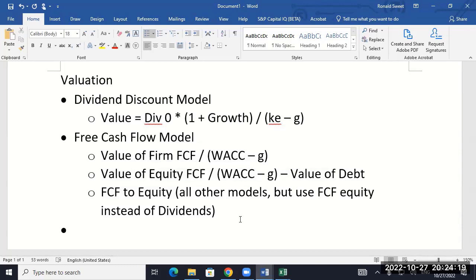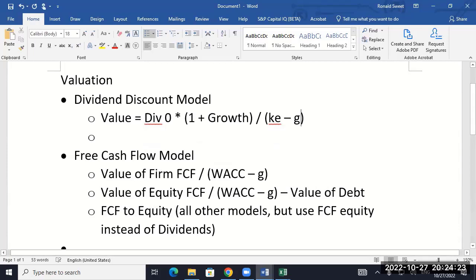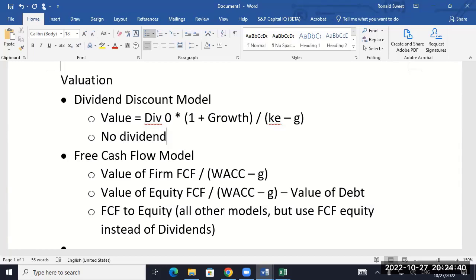Other models that y'all know. So let's talk about what's the problem with the dividend discount model. The biggest problem in there: Dr. Damodaran says it works for about 5% of the stocks in the world. Why doesn't it work for the other 95%? They don't pay dividends. Okay, no dividend. So we fix that using free cash flow per share. What's the other problem?